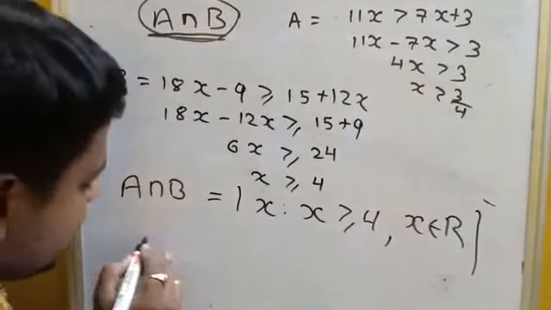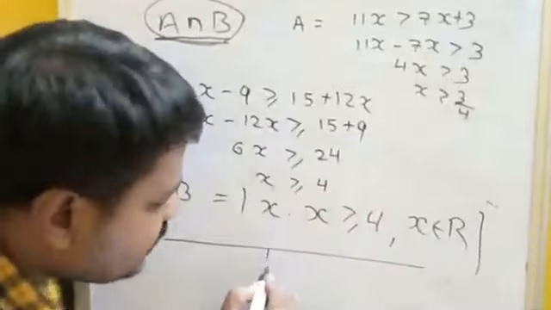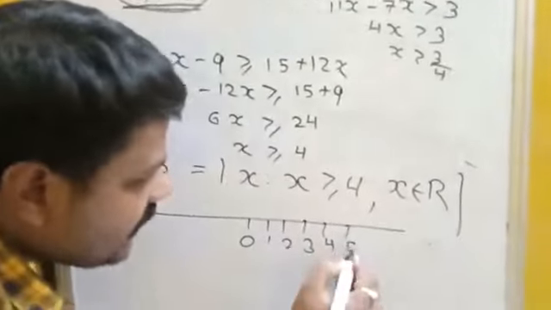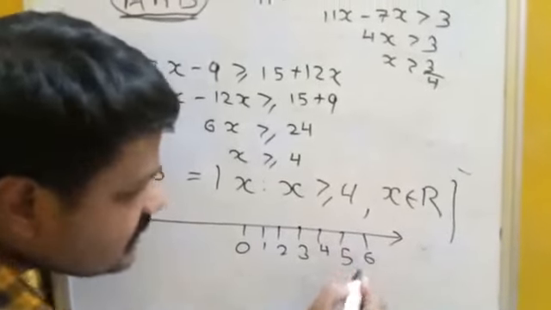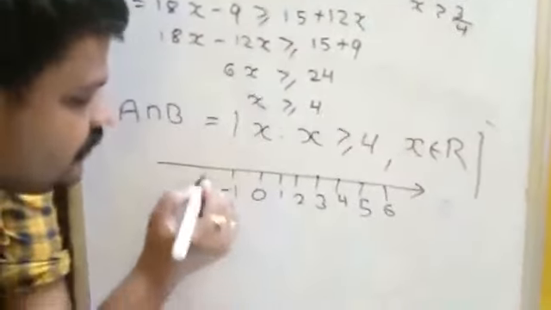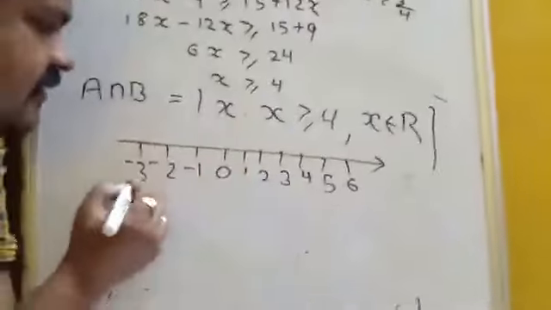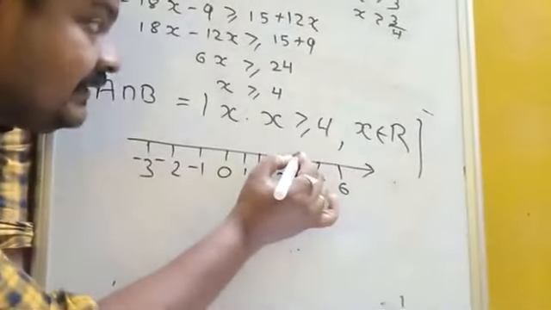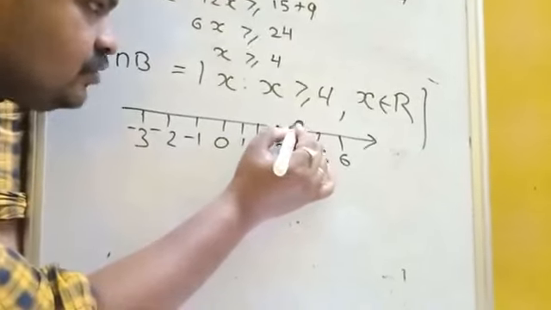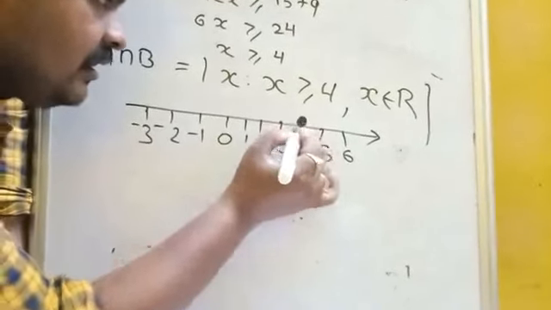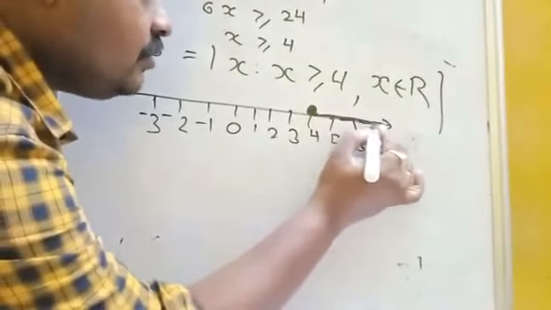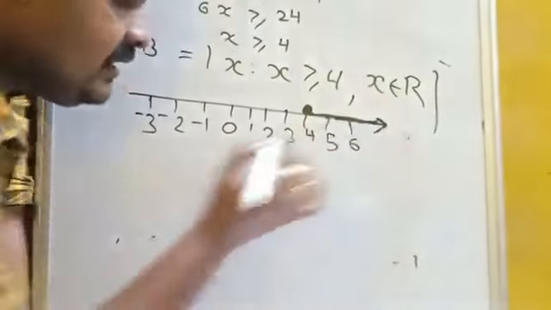How can you write it on a number line? First you write 0, 1, 2, 3, 4, 5. There is a mark given because it is greater than or equal to. So greater than or equal to 4 means equal to, so I told you a dark circle you have to draw. It is increasing, so you mark the dot dark and draw the arrow.